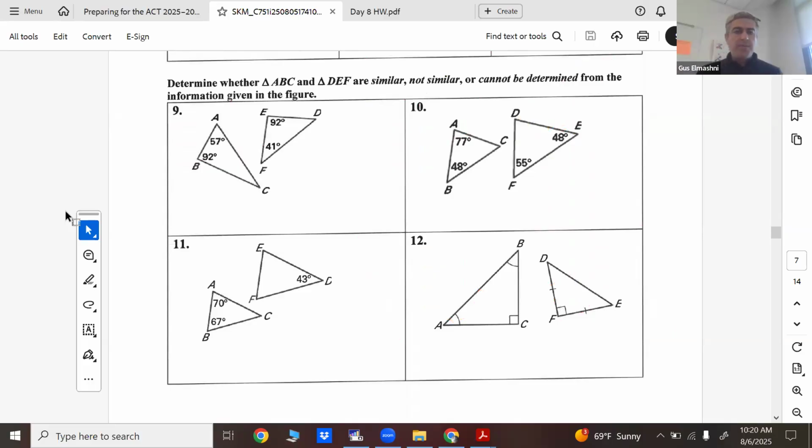So what I want you guys to do is figure out the missing angles. You guys should know all the angles out to 180. So it's kind of an extension of what we did yesterday, right? All the angles out to 180. And we're going to answer whether they're similar, not similar, or cannot be determined.